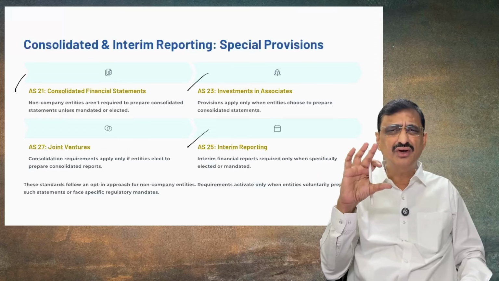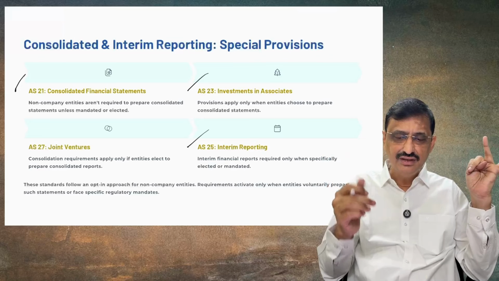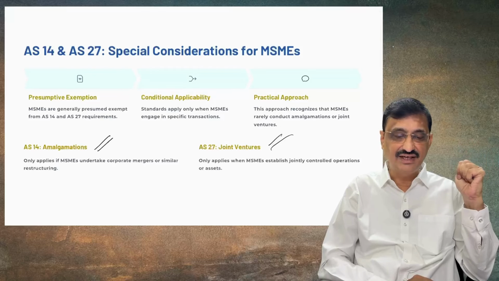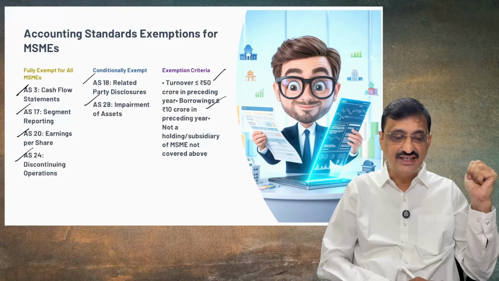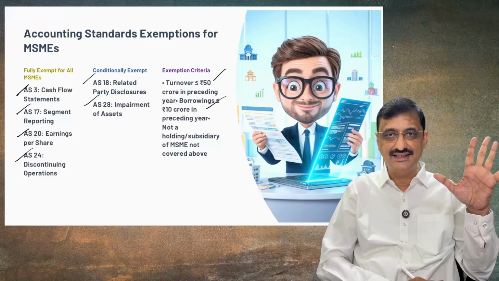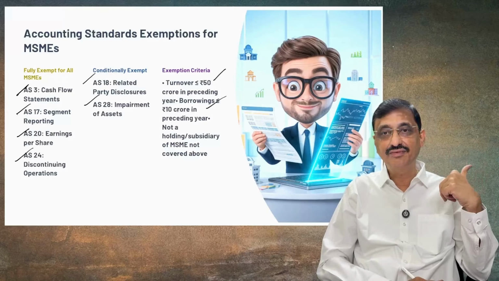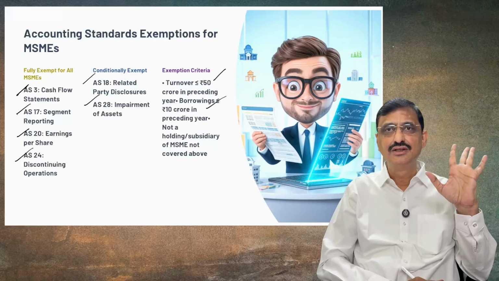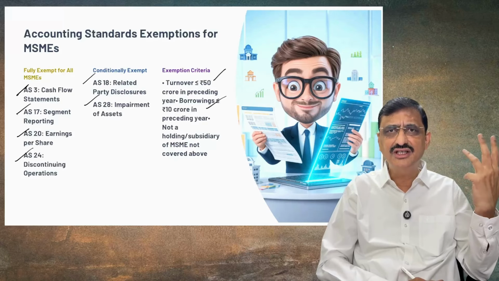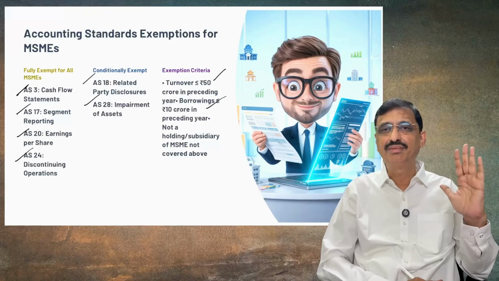So if you count generally the number of standards which may not be applicable, here we have 21, 23, 25, then you have two standards 14, 27, that is 5, then you have 4 standards 3, 17, 20, 24, that is 4 plus 5, 9 standards. And if this MSME's borrowing is less than 10 crores and turnover is less than 50 crores, you have another 2 standards. So almost for an MSME whose turnover does not exceed 50 crores of rupees and borrowings do not exceed 10 crores of rupees, in most cases 11 standards will not be applicable to them.